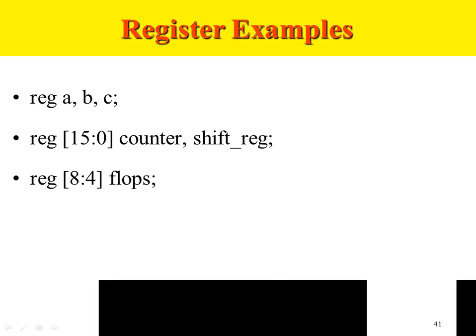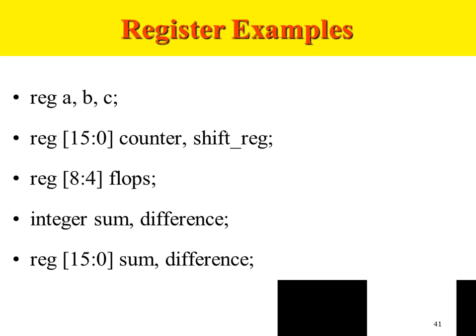So there are some other examples of registers. For example, I can declare register A, comma B, comma C. There are three registers, each a single bit. I can declare reg 15 down to 0 counter and shift reg. So counter and shift reg, each of them is 16 bits, 15 down to 0.